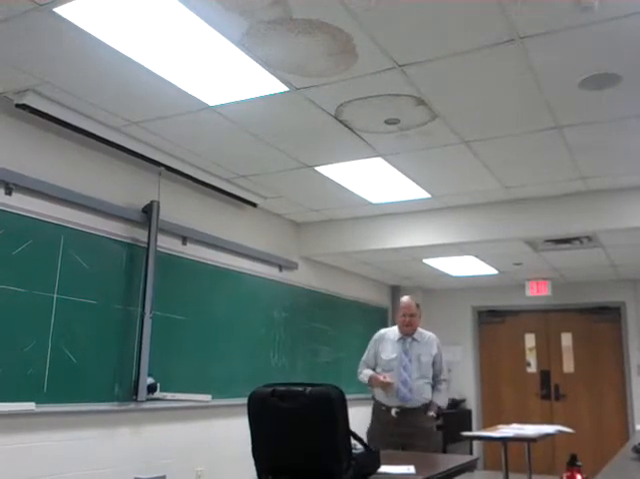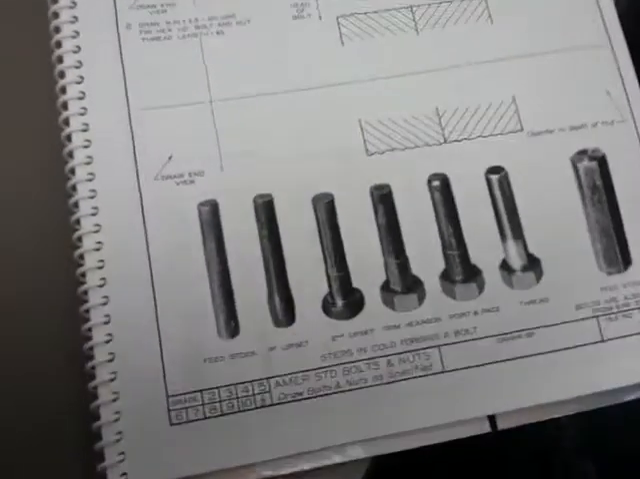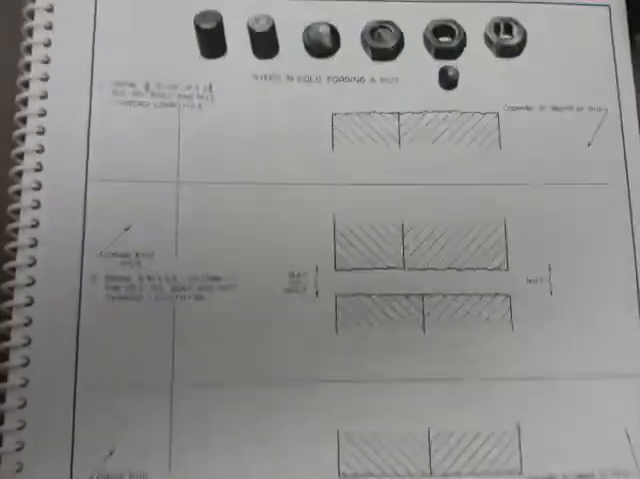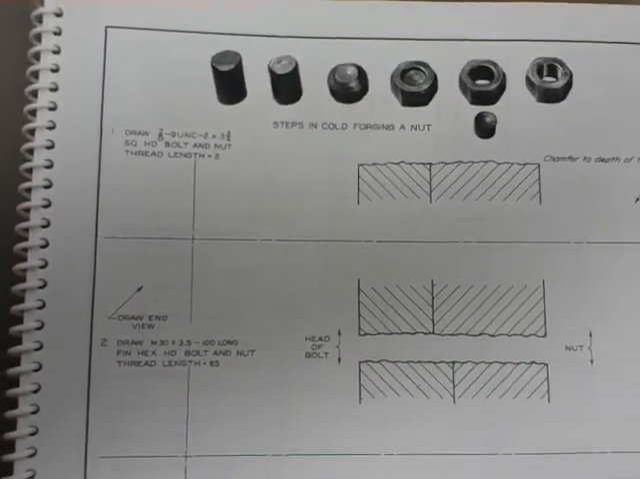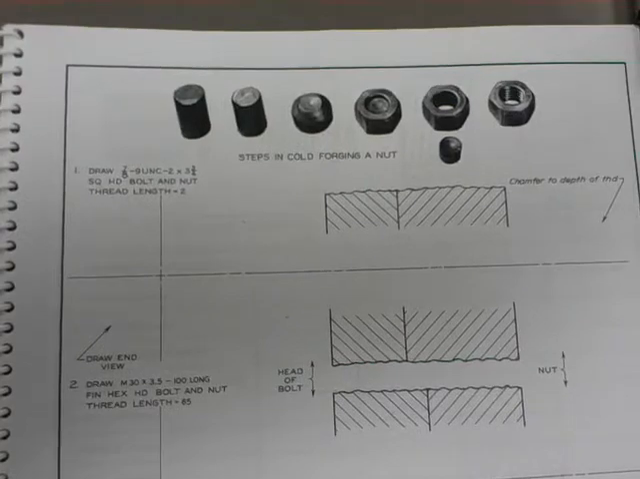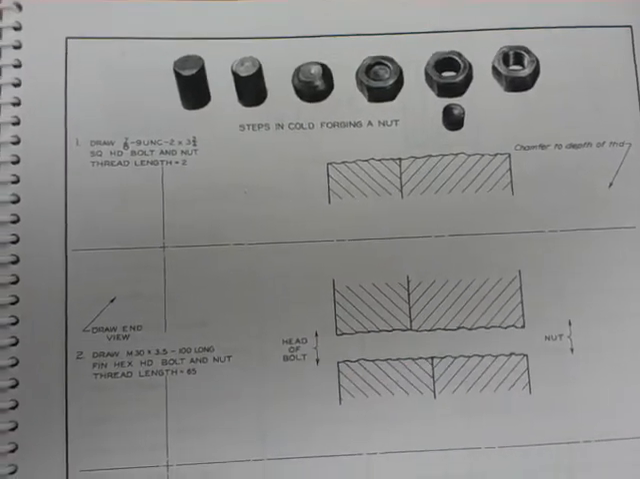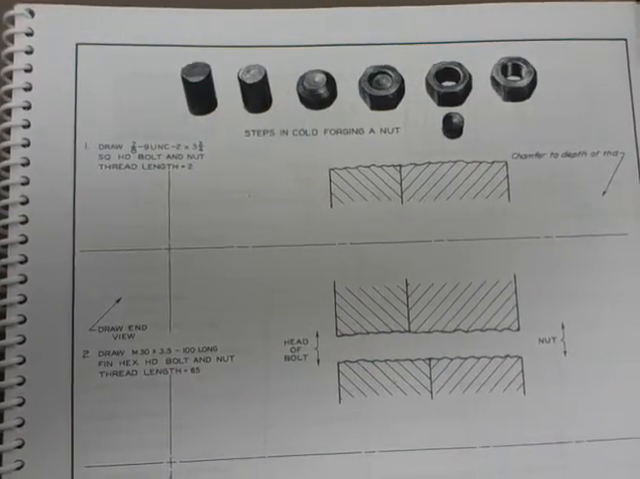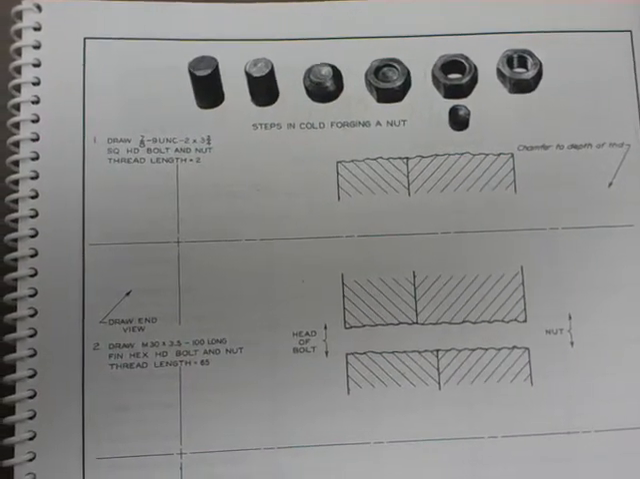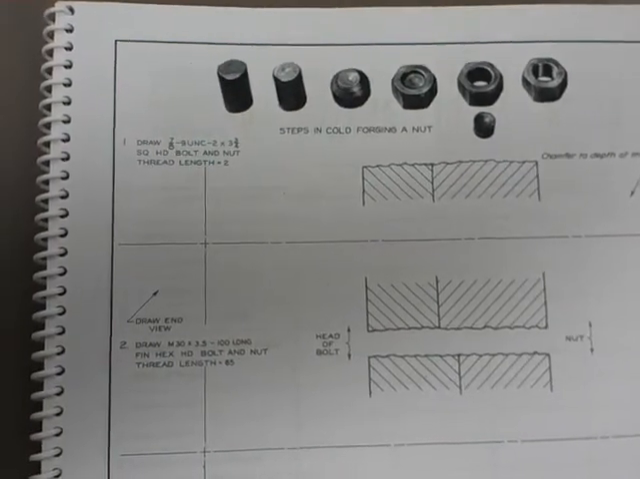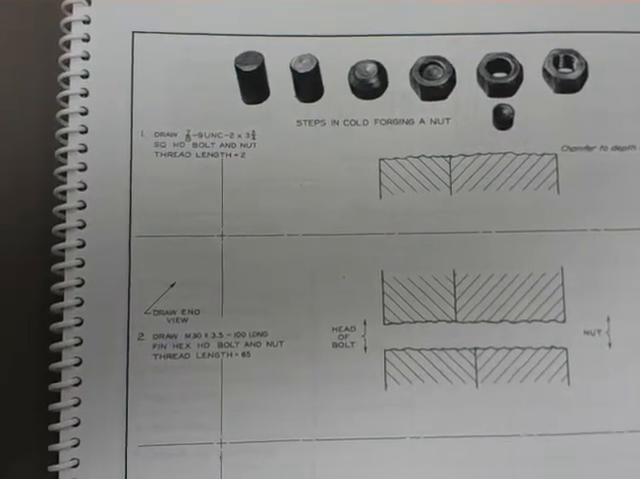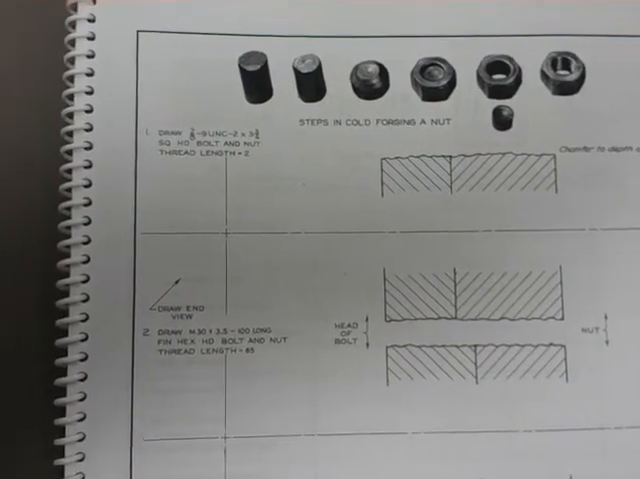Okay? All right, now let's look at these two problems that we're going to look at tonight. We'll walk you through both of them. The first one up here has to do with a square head bolt and nut. The second one has to do with a hexagon head bolt and nut. And I want you to put right-hand threads on it. And I'm going to show you how to do that up here on the board.